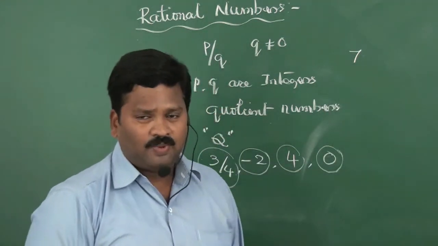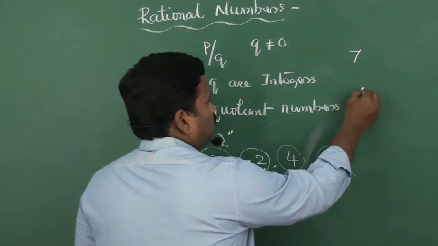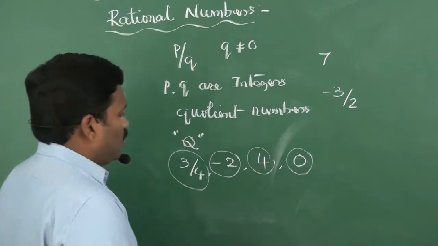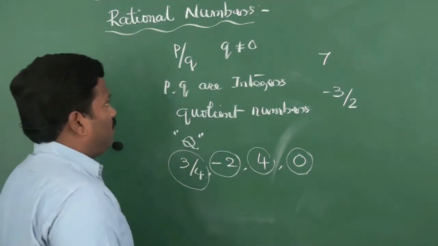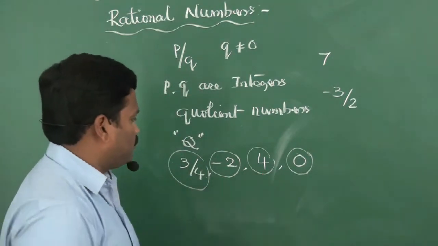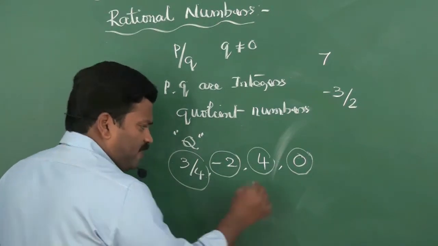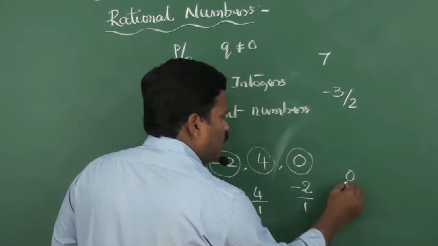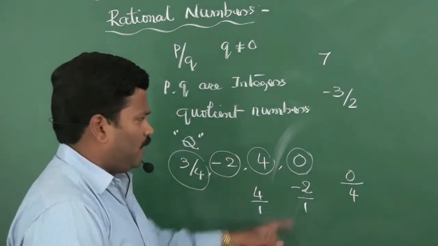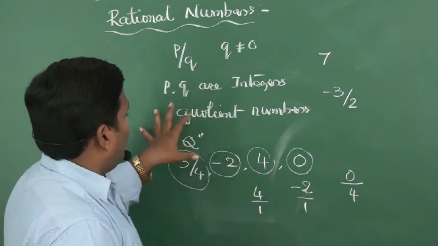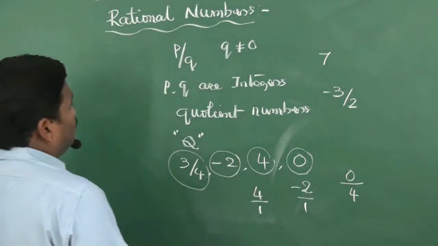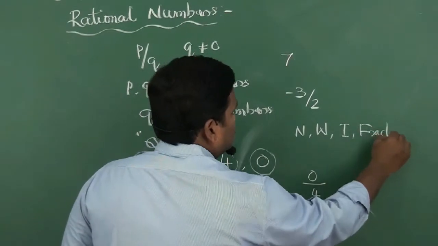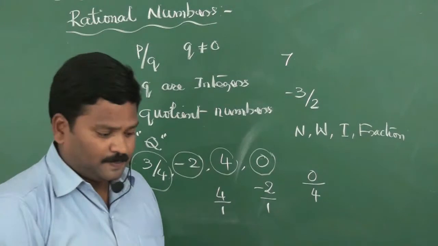Seven is a natural number as well as a rational number. Minus 3 by 2 is a rational number because it is in the form of p by q. You may ask a doubt: sir, 4 cannot be in the form of p by q, how can you say 4 is a rational number? See, 4 can be written as 4 by 1. Even minus 2 can be written as minus 2 by 1. 0 can be written as 0 by any number, and 0 by any number is 0. Therefore, every such number can be expressed in the form of p by q. All the natural numbers, whole numbers, integers and even fractions are a part of rational numbers.